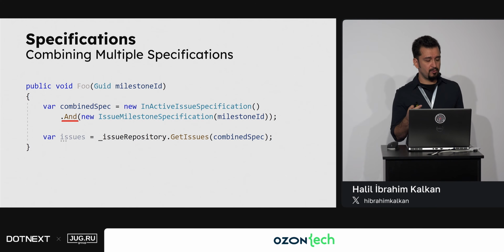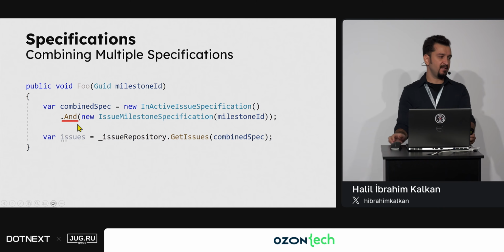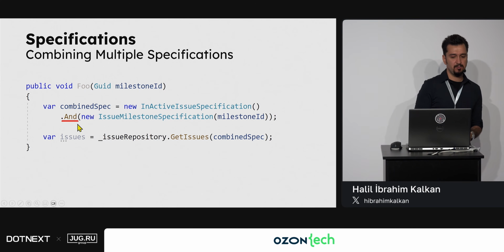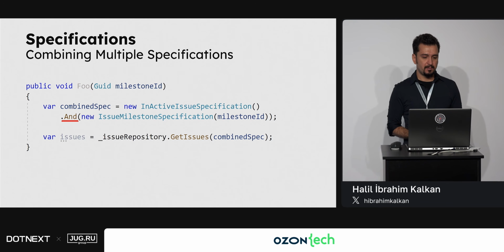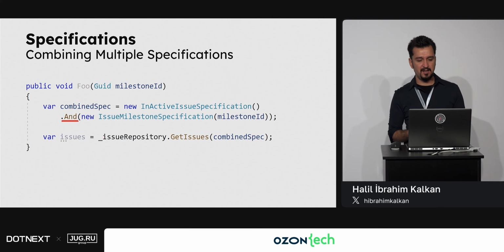A good point of specification is that it's combinable. For example, if you want to get a list of issues in a specific milestone, but we want only inactive issues, we can just combine these specifications together with the AND extension method. The implementation of this AND extension method is a little bit detailed actually, but you can find it in the ABP framework source code or on the internet. But you know that there is such a technique.